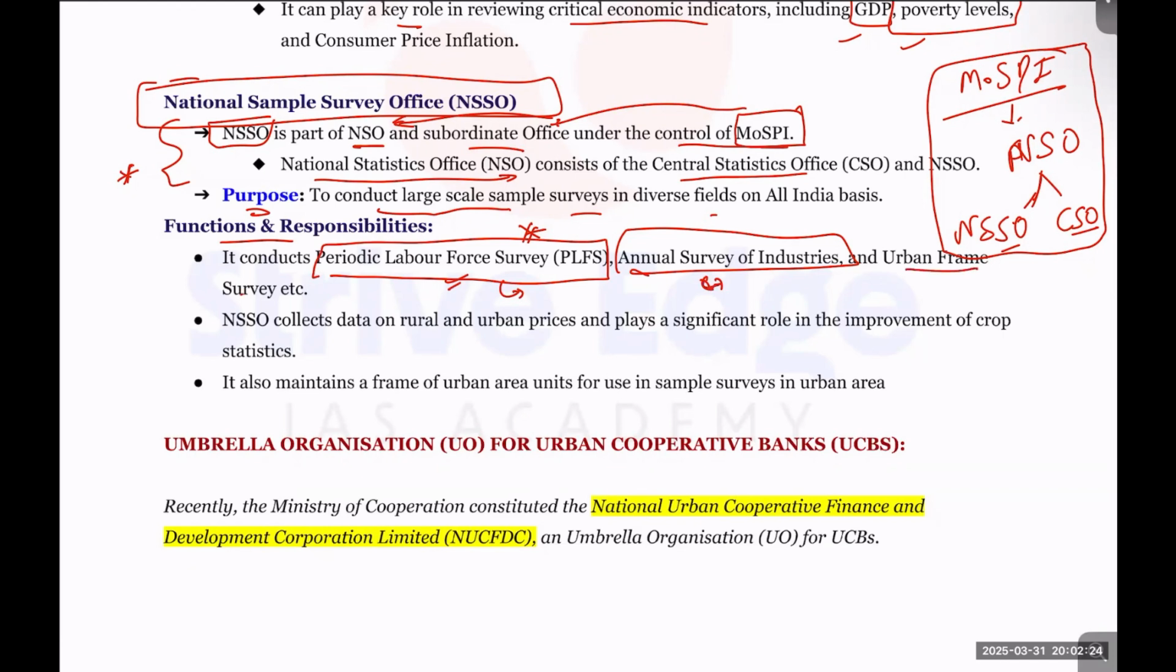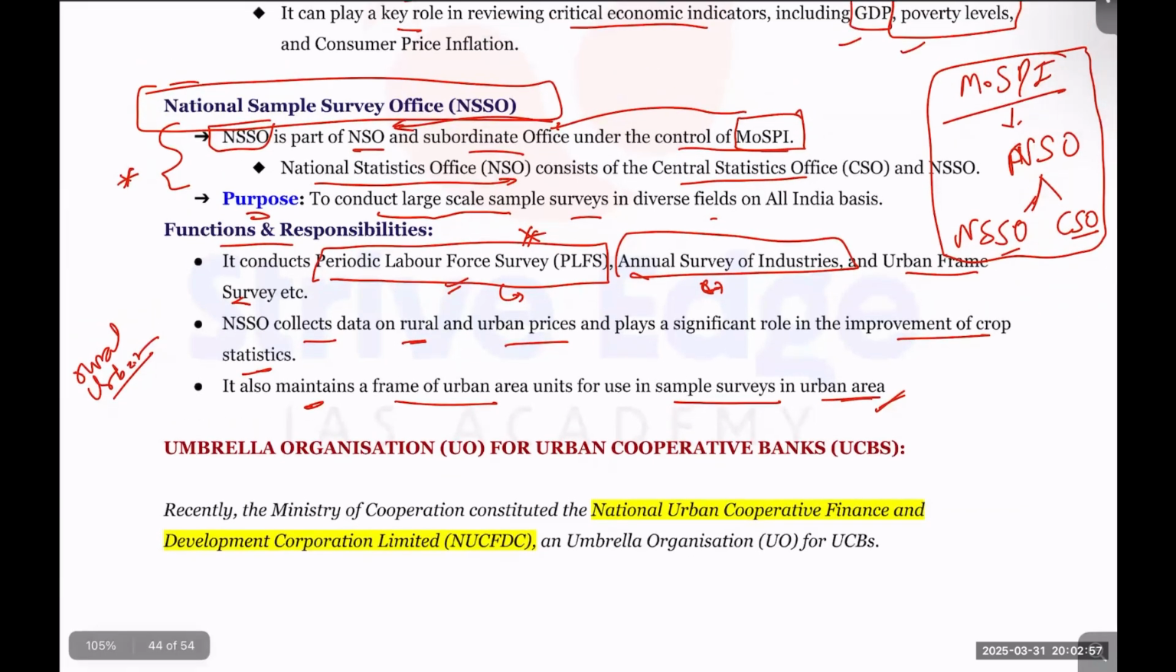Urban frame survey is also done by this organization. It collects data on rural as well as urban prices and plays a significant role in improving crop statistics. It also maintains a frame of urban area units used in sample surveys in urban areas. So you should remember that not only in the rural areas, but also in the urban areas, this body conducts surveys, right?